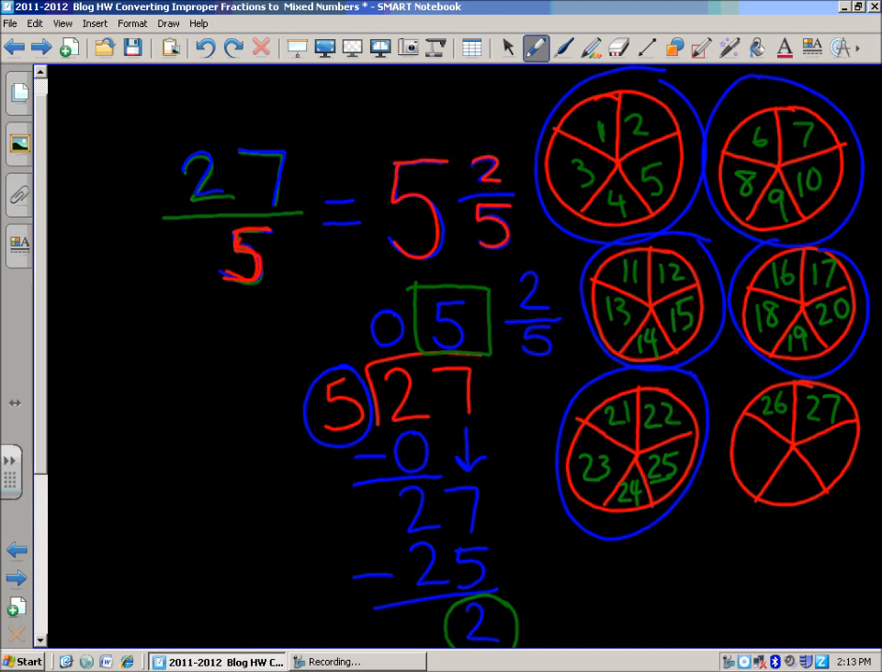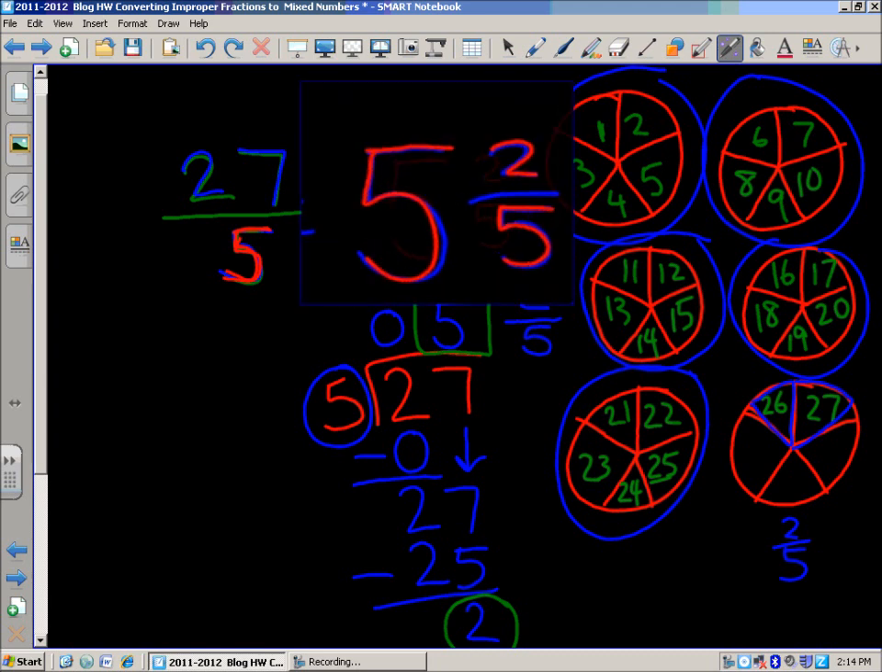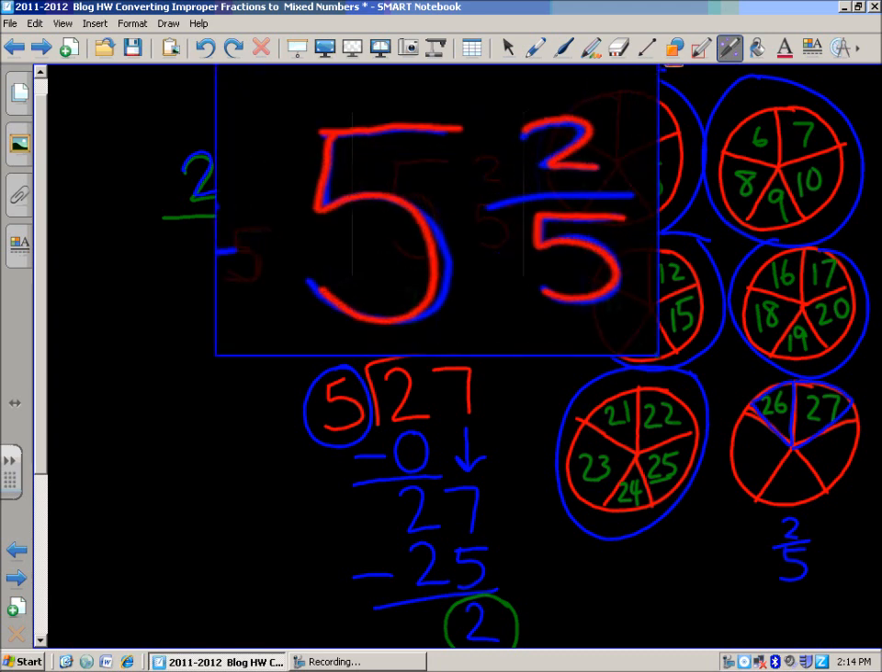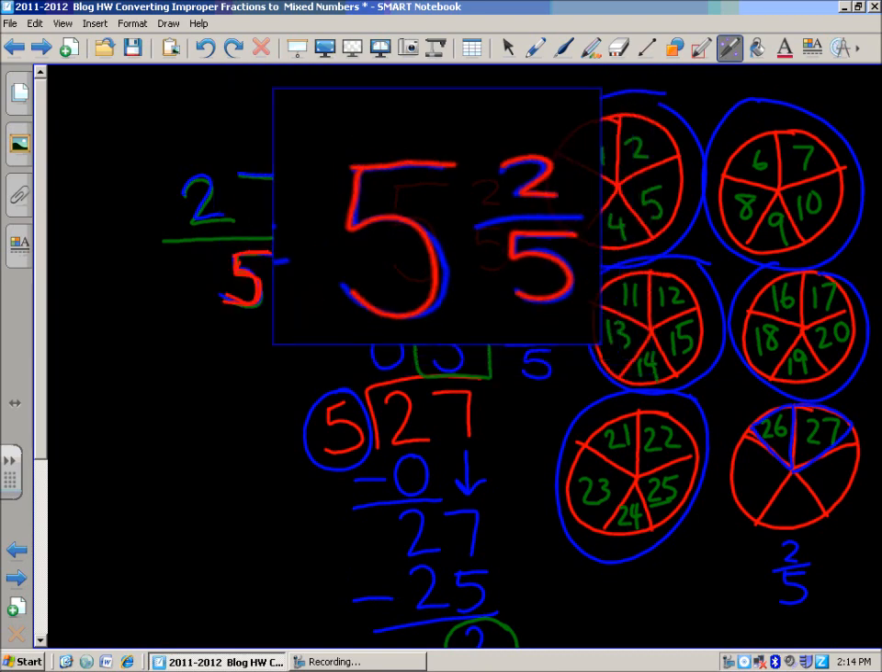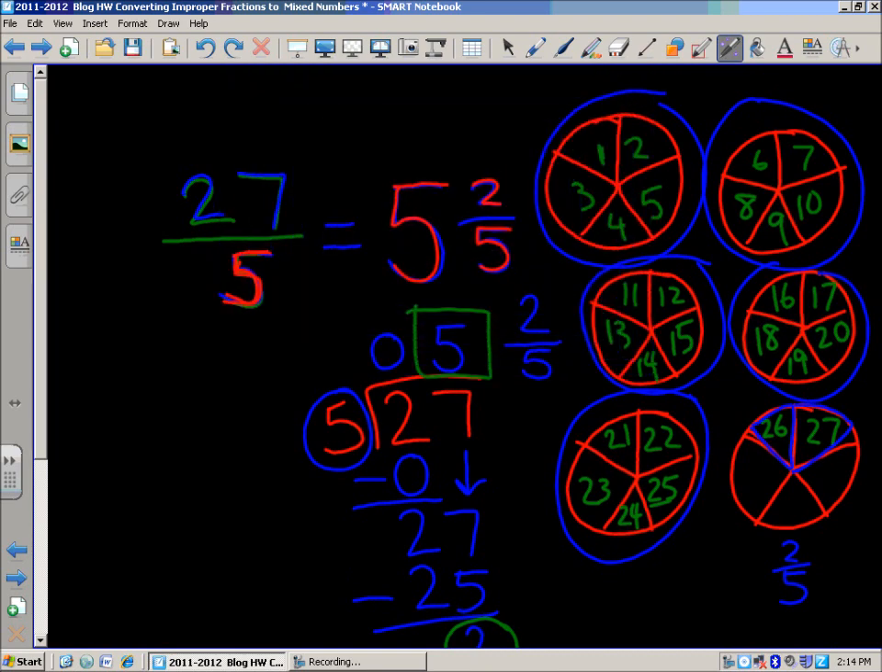2/5 of another. Do we have that? Well, look at that. It sure looks like we do. There's another 5th and another 5th. So we're looking at 2 out of 5 slices of this pie are there. So that's where we get that 2/5 from. And we end up with the same answer. And there you go. 5 2/5 is your answer. Let's move on to the next one.